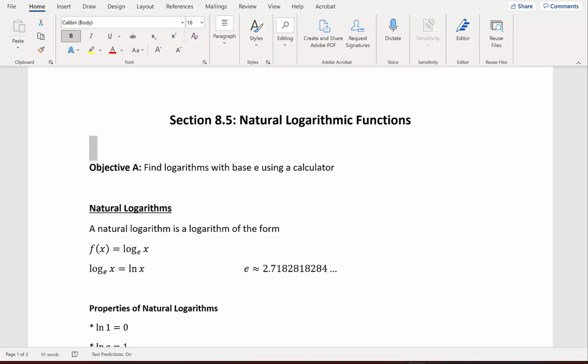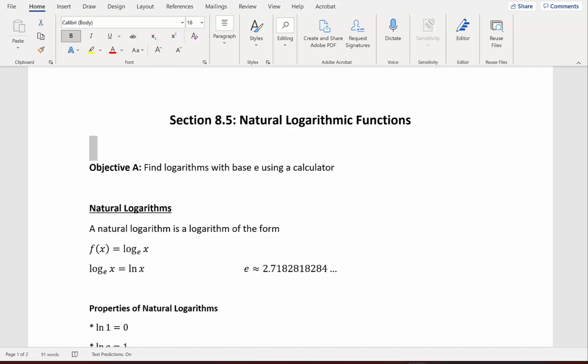In this video, we'll take a look at section 8.5, which is natural logarithmic functions. Now, our first objective is to find logarithms with base e using a calculator. A natural logarithm is a logarithm of the form f of x equals log base e of x. So what makes this log function different is our base is e.